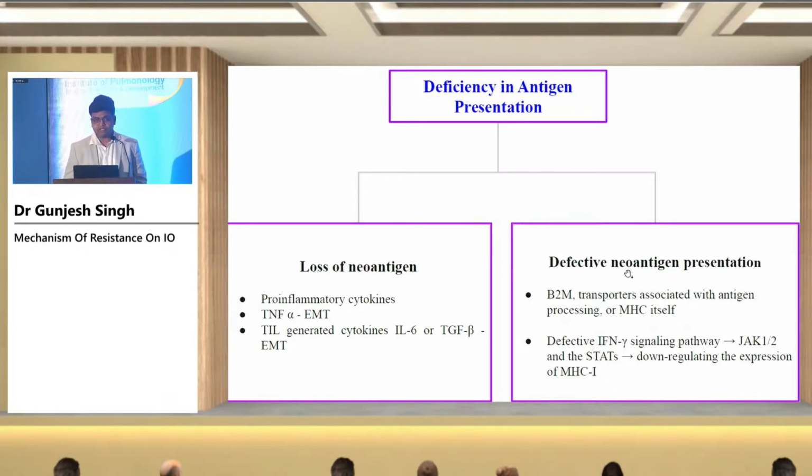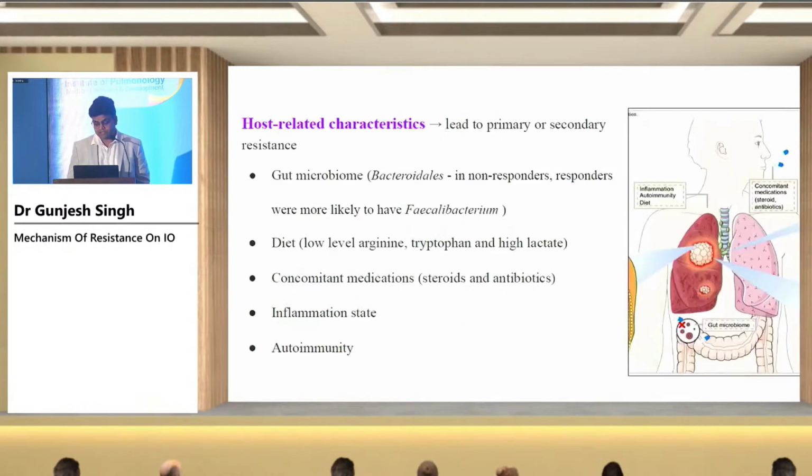Or these neoantigens, before getting presented through MHC1, are processed by proteasomes, then transported via the endoplasmic reticulum and Golgi body, and then presented via MHC1 to antigen presenting cells. So if there is a defect in those transporters, then antigen presentation will not occur, and then it will lead to resistance. And we have already seen that a defect in the interferon gamma signaling pathway will lead to downregulation of MHC1 and further lead to this defect in neoantigen presentation.